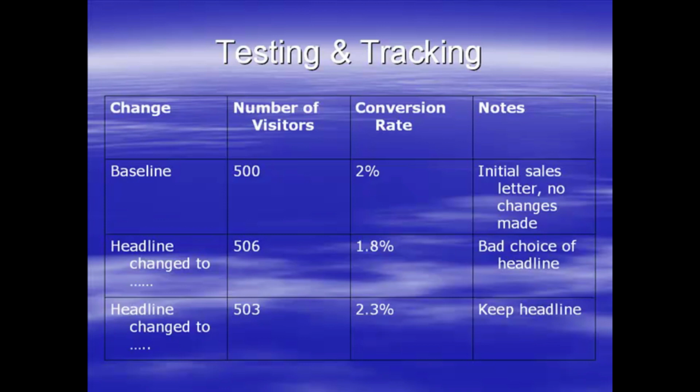So I've created a website. It's my initial sales letter, for example. I've had 500 visitors to it. My conversion rate is 2%. So that means I've made 2 sales in every 100 visitors. So I've made 10 sales. Okay. So what we do is we make a change.